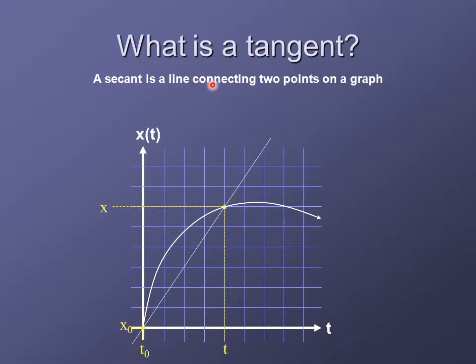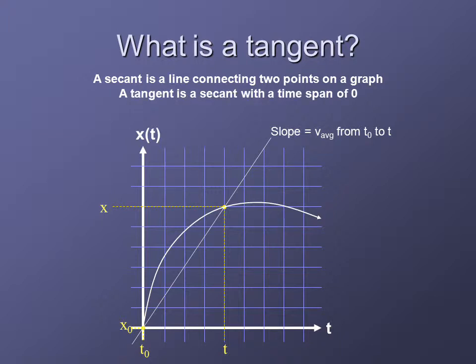It is a line connecting 2 points on a graph, any 2 points. Now the slope of this secant, on this graph of position versus time, is going to be the average velocity, not the velocity, the average velocity from t0 to t, from this time point to this time point. Within that domain, our average velocity was the slope of that secant.